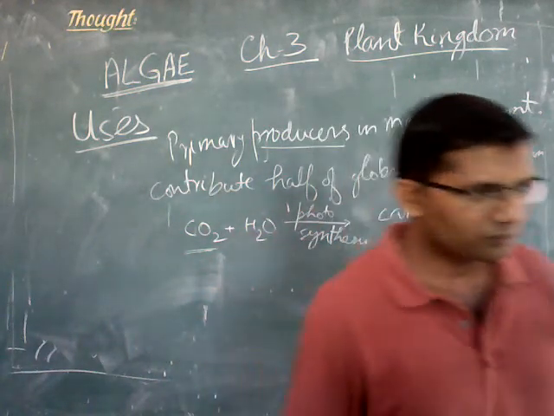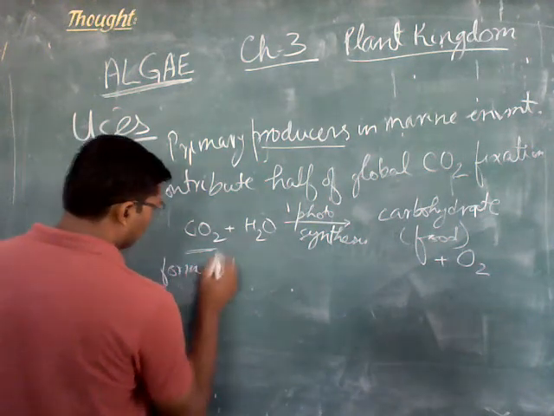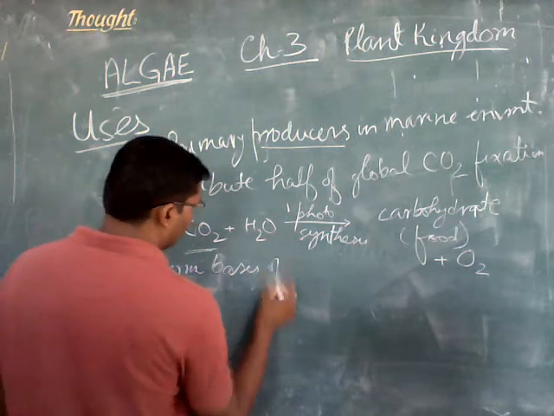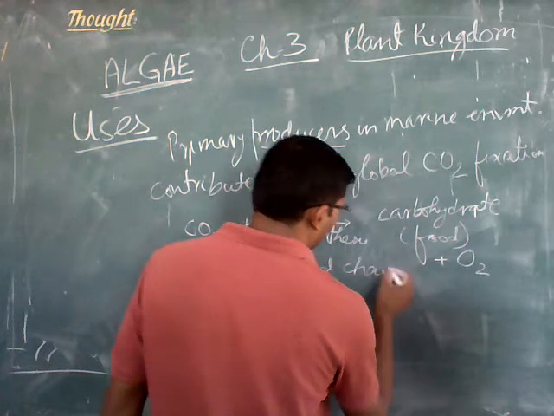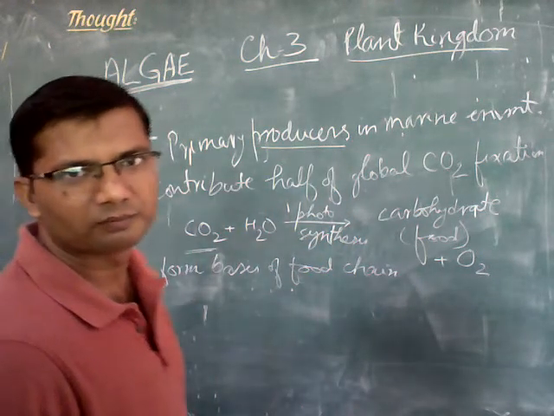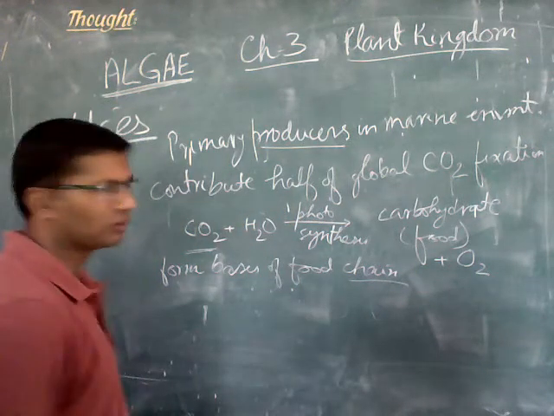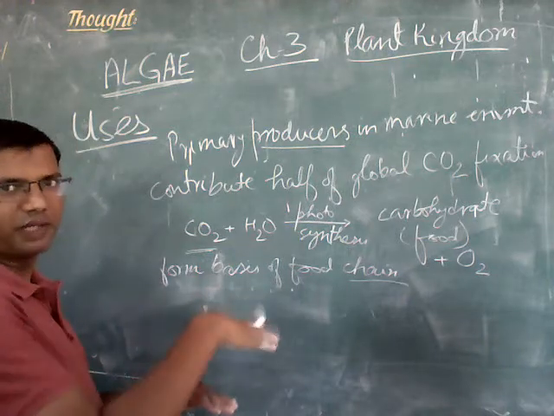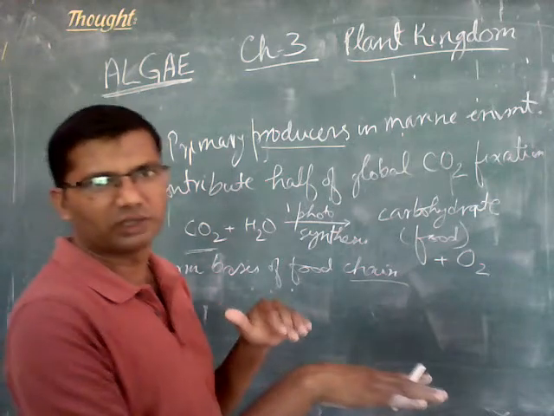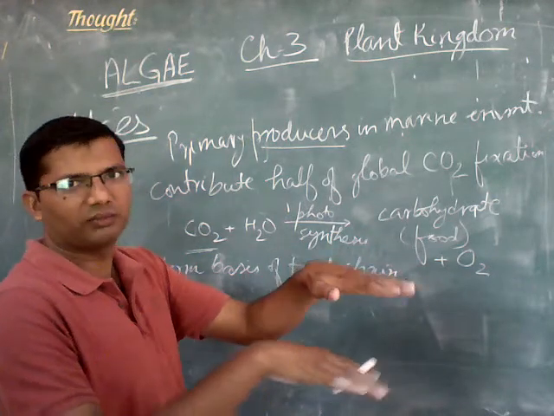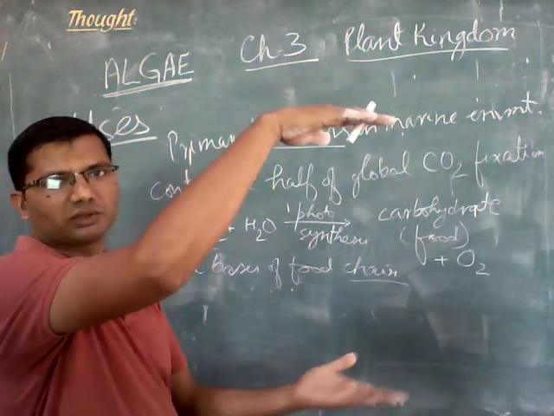Because they are primary producers, they form the basis of the food chain. The food chain cannot sustain itself if the algae stop doing photosynthesis. So they are the first component, the base of the food chain. The first level is formed by the algae, which synthesize the food, and the entire food chain across the other trophic levels is dependent on this lower level of producers, the algae.